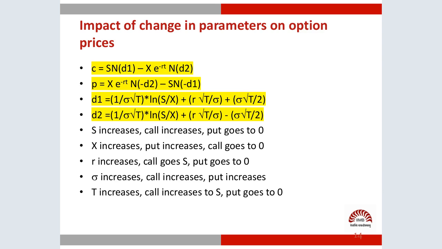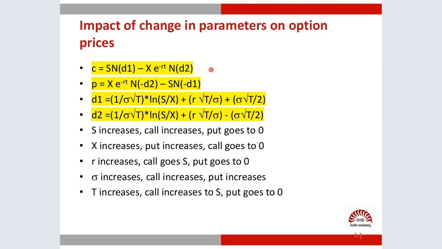If ND1 becomes 1, then ND2 is also 1. So look at this equation. Look at C. C becomes S into N(D1) minus X into e to the power of minus RT into N(D2). X has remained constant. R and T are constant. Therefore, there is no change in that. And therefore, as S increases, C increases.